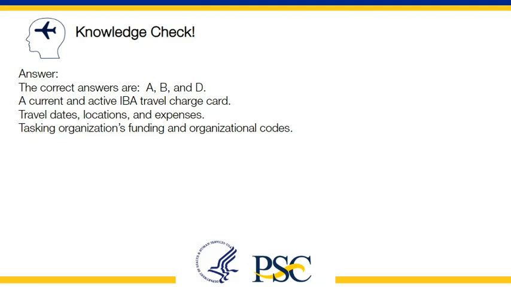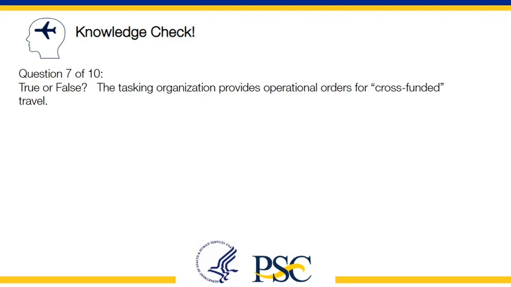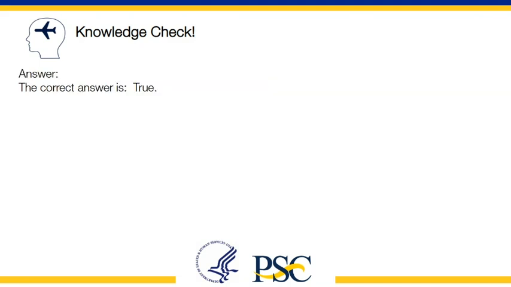A current and active IBA travel charge card. Travel dates, locations, and expenses. Tasking organization's funding and organizational codes. True or false? The tasking organization provides operational orders for cross-funded travel. Click the Pause button, consider your response, and then click Play to resume and learn the correct answer. The correct answer is true.